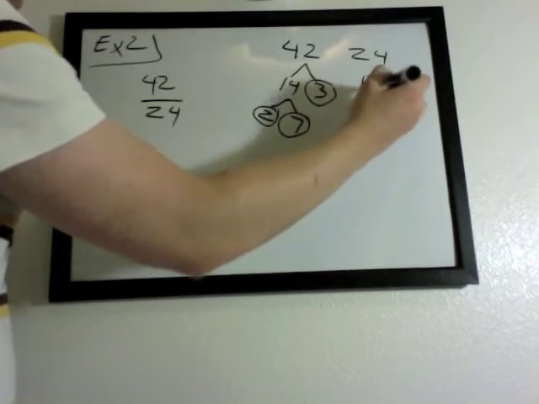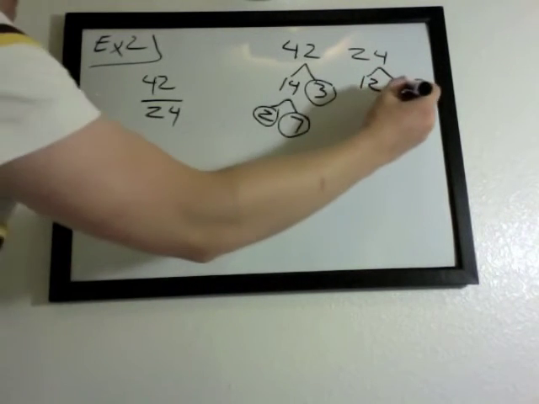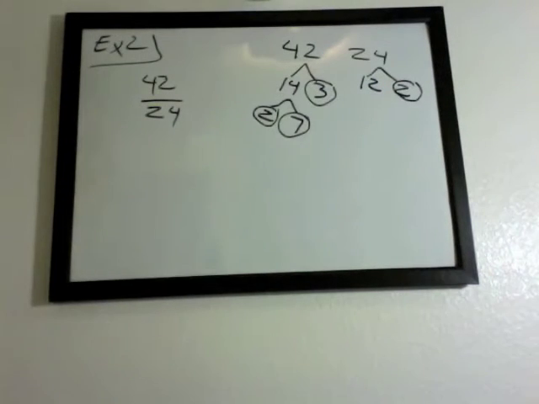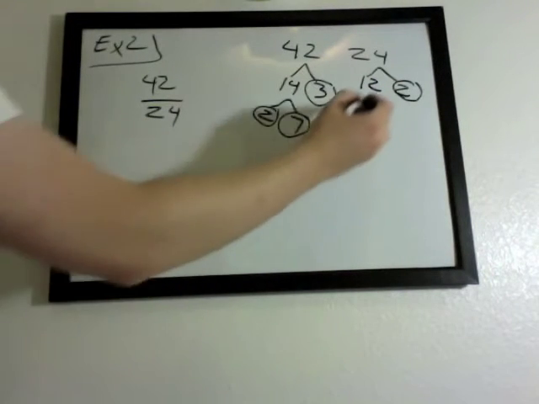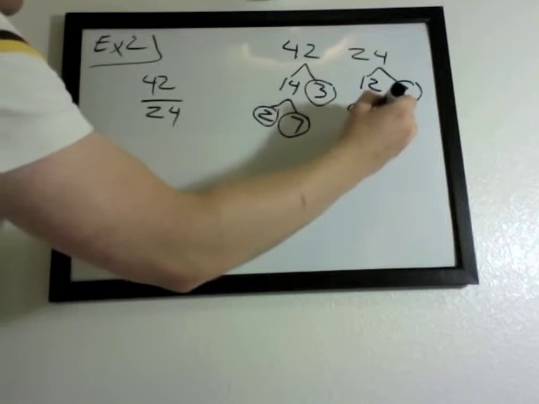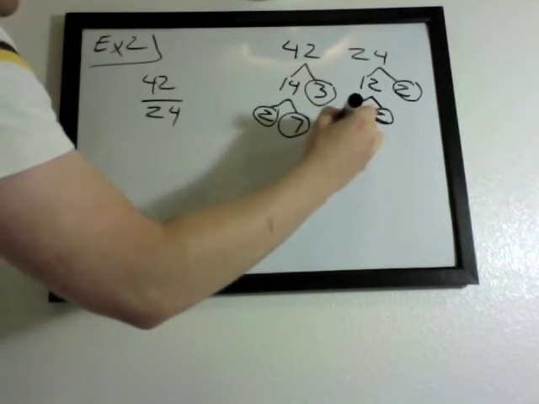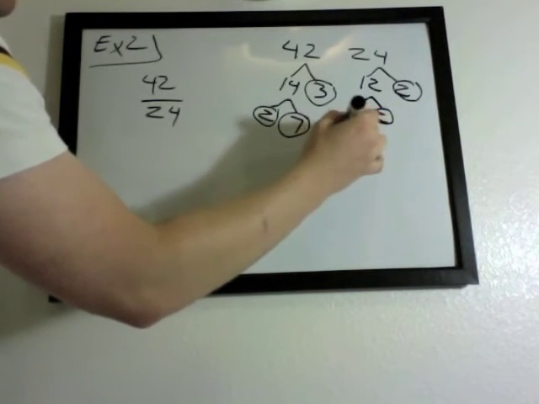You can do this 12 and 2. 2's a prime. 6 and 2. 2's a prime. 2 and 3. These are all primes.